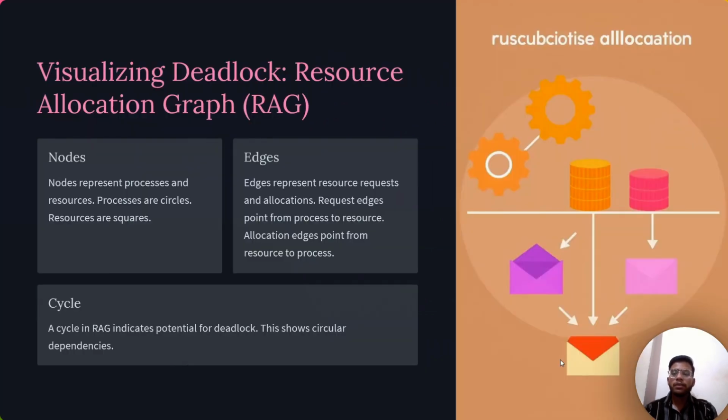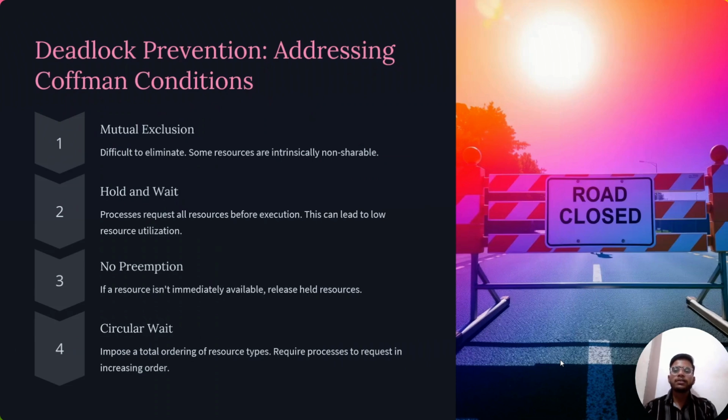Next, we have visualizing deadlock: the resource allocation graph, in which we have nodes, edges, and cycles. Nodes represent processes and resources. Processes are circles, resources are squares. Edges represent resource requests and allocation. Request edges point from process to resource. Allocation edges point from resource to process. Now, cycle: a cycle in the RAG indicates potential for deadlock. This shows circular dependency.